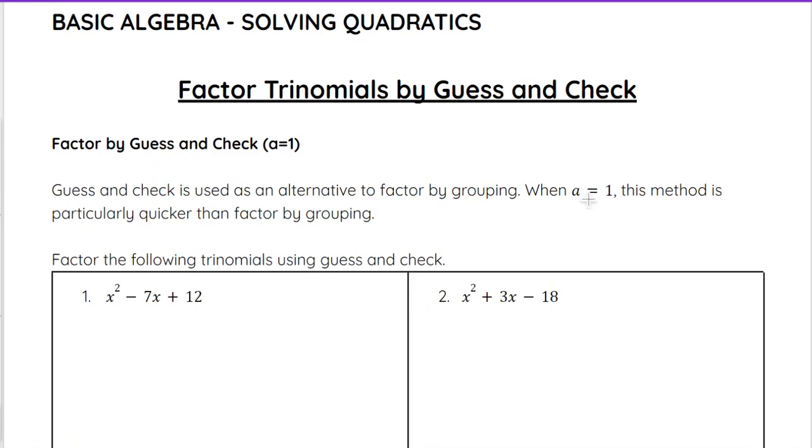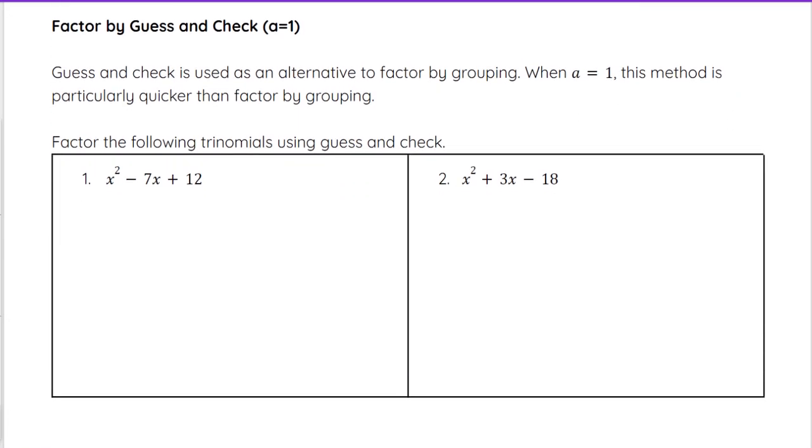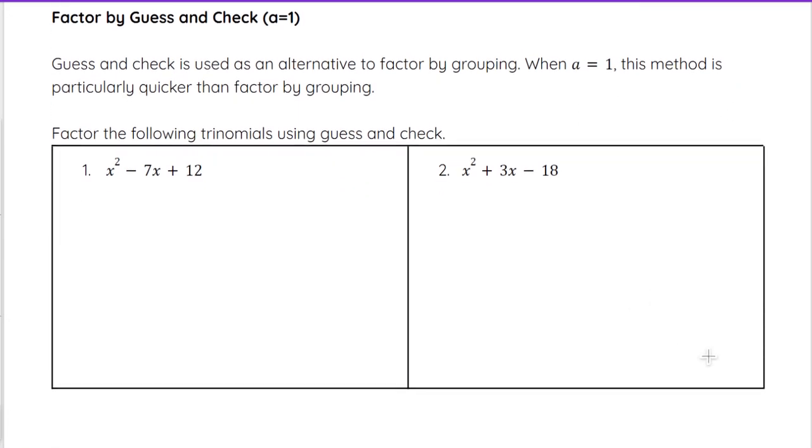But if you can notice that a is equal to 1, it can be cut a little bit short in terms of the length of the process. So factor by guess and check when a is equal to 1. Guess and check is an alternative to factor by grouping with the same types of problems. You don't need to split it into 4 terms when you're factoring by guess and check.